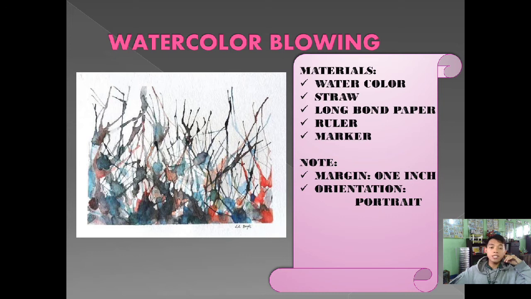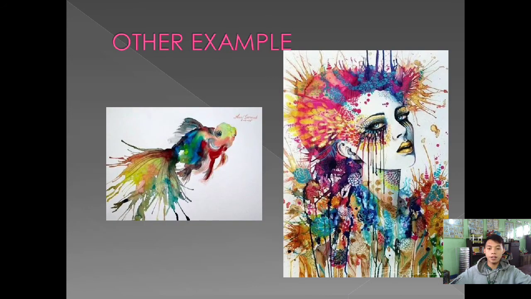Okay, so the materials are watercolor, of course, straw, longband paper, ruler, and marker. Remember, longband paper is what I need. And please use a straw, so that what you blow is less scattered. On the left corner of your screen, class, you will see the example of a watercolor blow. Another example is here. See how creative the artists are.